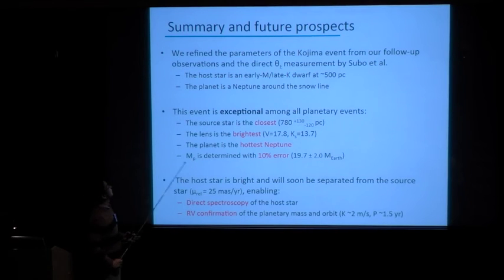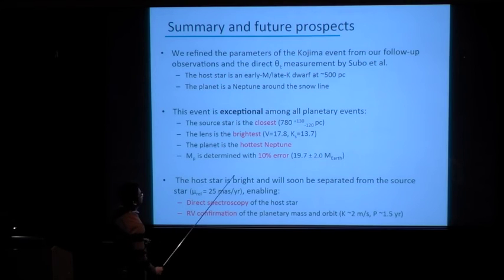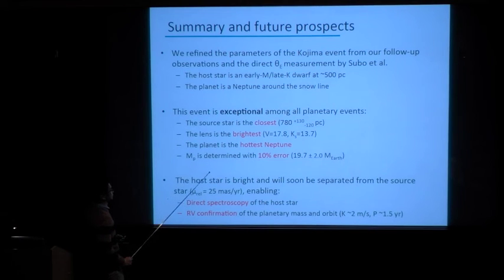Okay, so this is a summary and the future prospects. So we defined the parameters of the Kojima event from our follow-up observations and direct theta measurement by Subo et al. And we found that the host star is an early M or late K dwarf at 500 parsec, and the planet is a Neptune around the snow line. And this event is exceptional among all planetary events in various aspects. For example, the source star is the closest, the lens is the brightest, and the planet is actually the hottest Neptune. And the planetary mass is determined with 10% error.